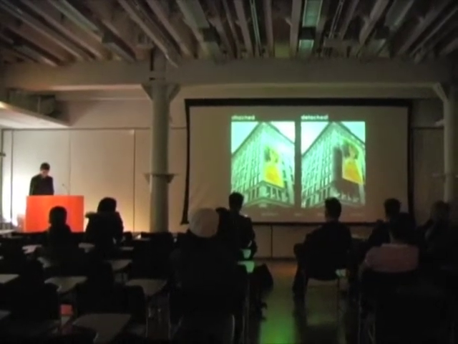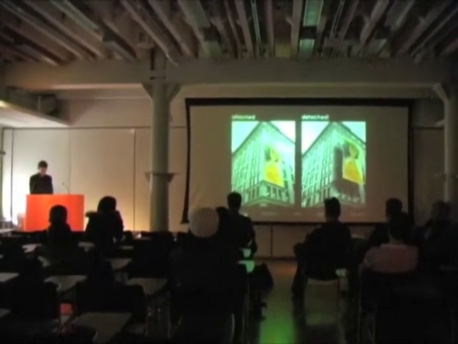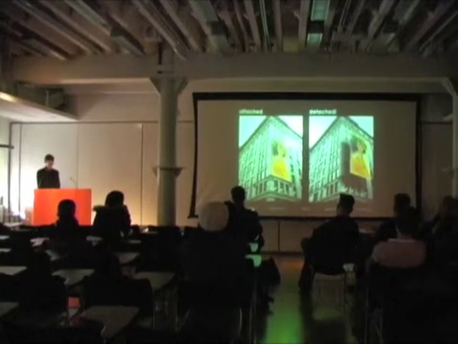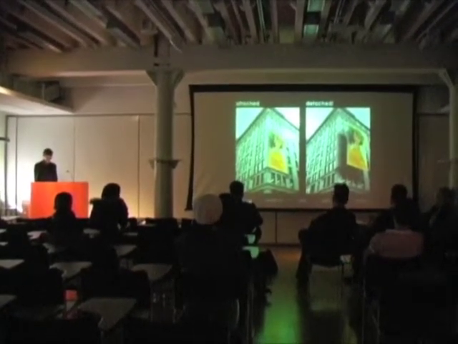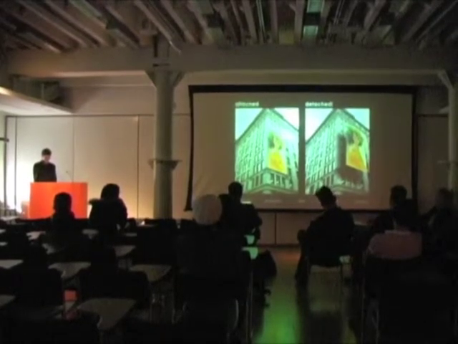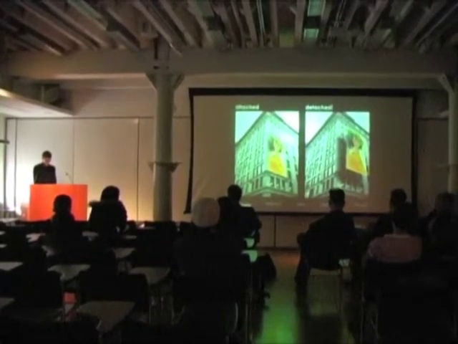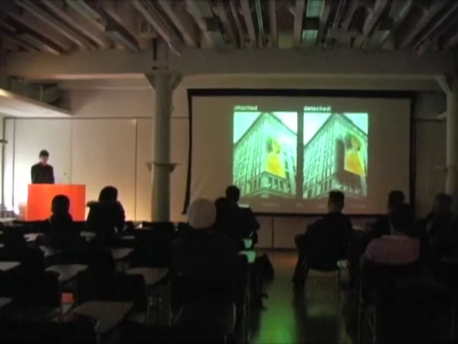For example, the photograph on the left is attached. Its substrate surface is the building's facade, and it is presented as a pasted image. In contrast, the photograph on the right is detached. It has no substrate surface, and it is presented floating in the air.